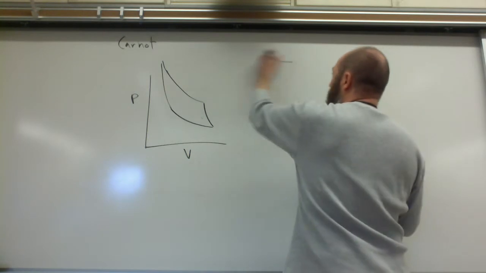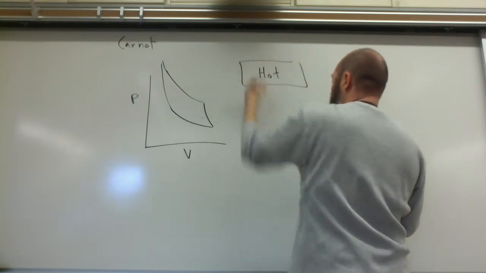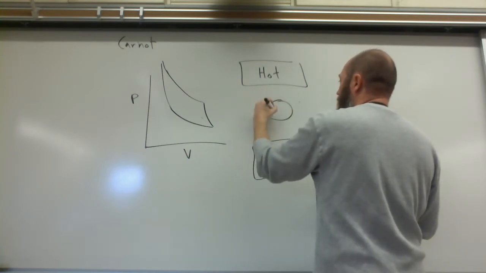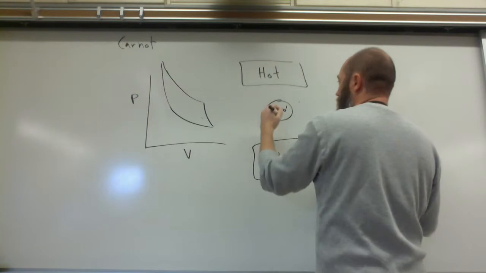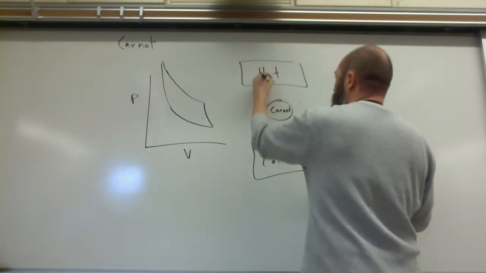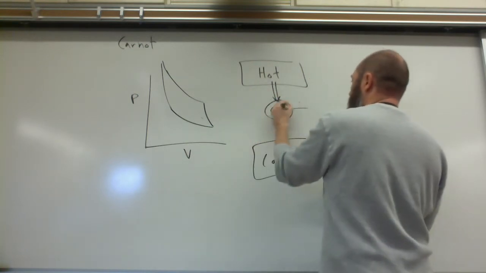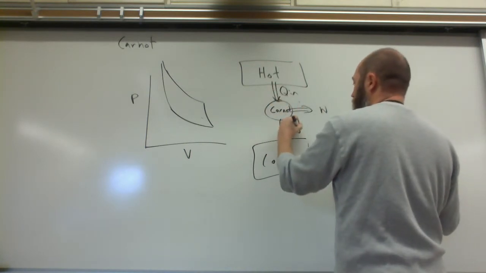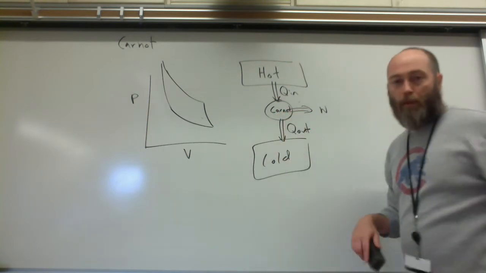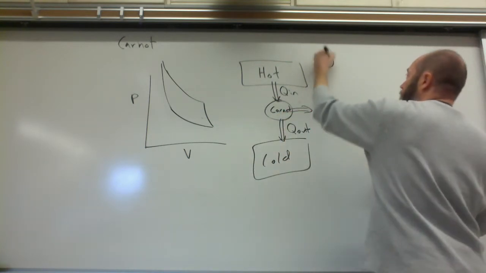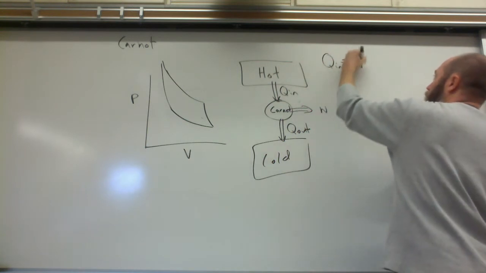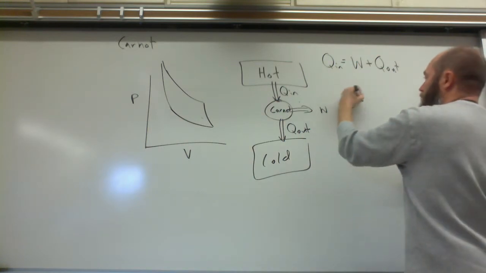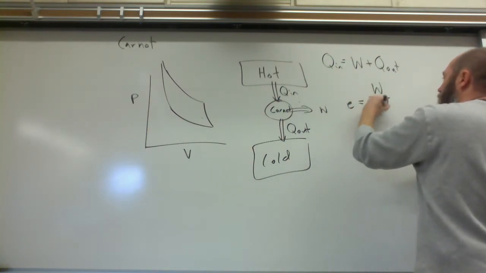So if we go back to our basic picture, which was this, hot, cold, and here's my Carnot engine, where this was work, this was Q in, this was Q out. Remember, I have a couple basic equations. Q in equals work plus Q out, and my efficiency is what I get out divided by what I put in.